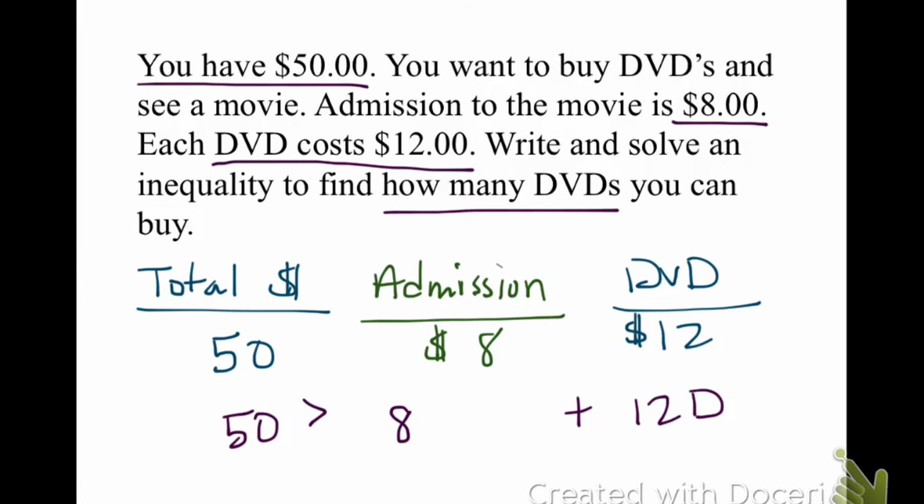Now, if you're working at home, you have the total amount of money, $50. Now, our admission isn't going to change. You're only going to pay admission once. That's why we have $8 all by itself. Now, the thing is, though, we can buy multiple DVDs. That's why I've set it up as 12D. Now, I ran out of room here, so I'm going to move it to a new slide.